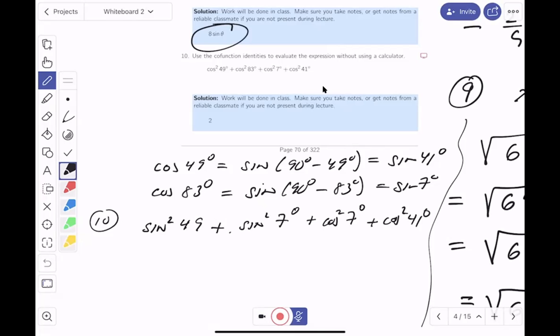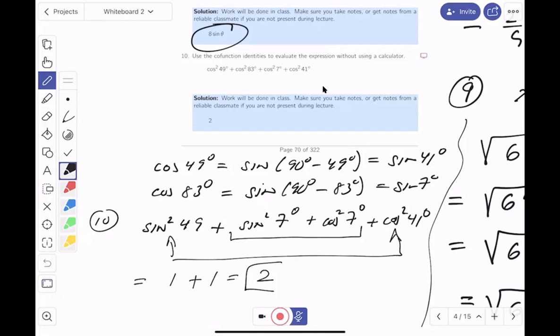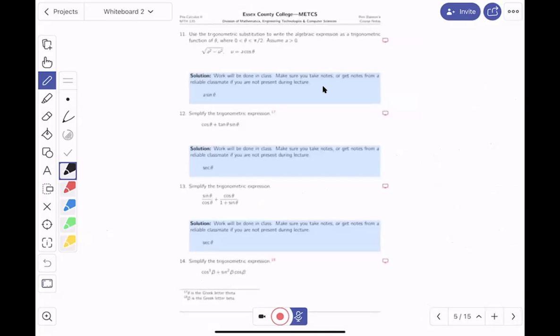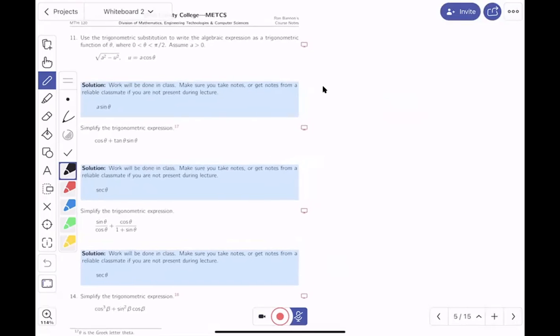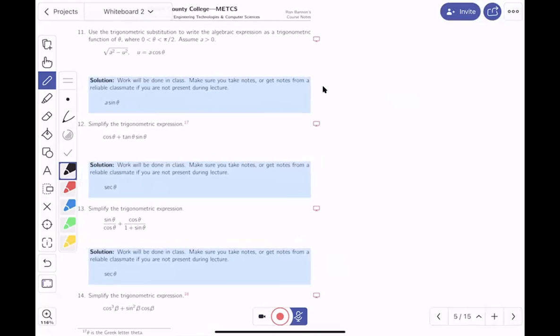Now, what do I notice now? This is a Pythagorean identity. It's 1. And this is a Pythagorean identity. It's also 1. So what do I get over here? 1 plus 1, which is 2. Right? The answer is listed over there. Let's go to the next question. And it's number 11. And number 11 is a substitution problem again.